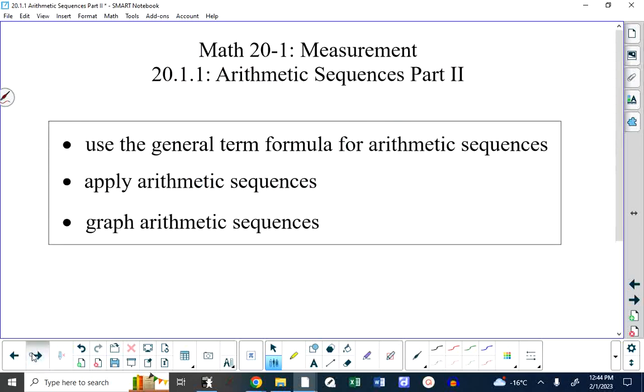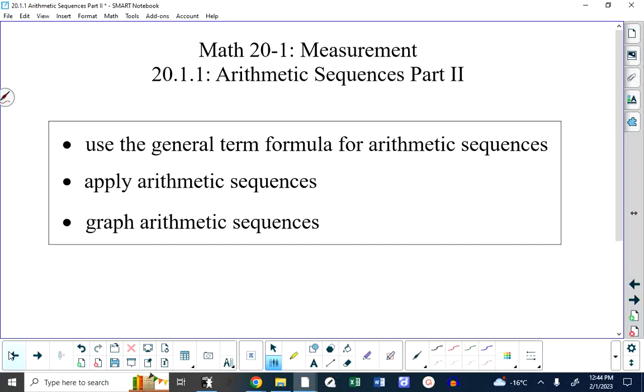So we're going to be looking today at lesson 20.1.1, which is arithmetic sequences part 2. And you will need your note package open to page 3. Page 3. Thank you, Gustav. Is that how you pronounce your name, Gustav? Close enough.